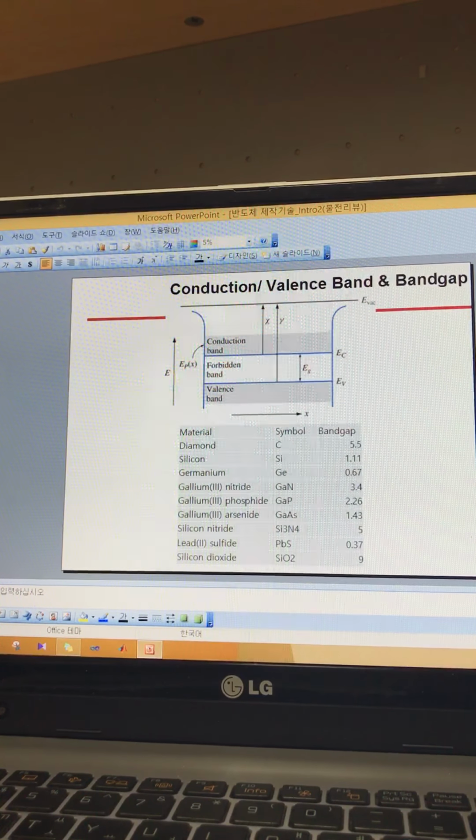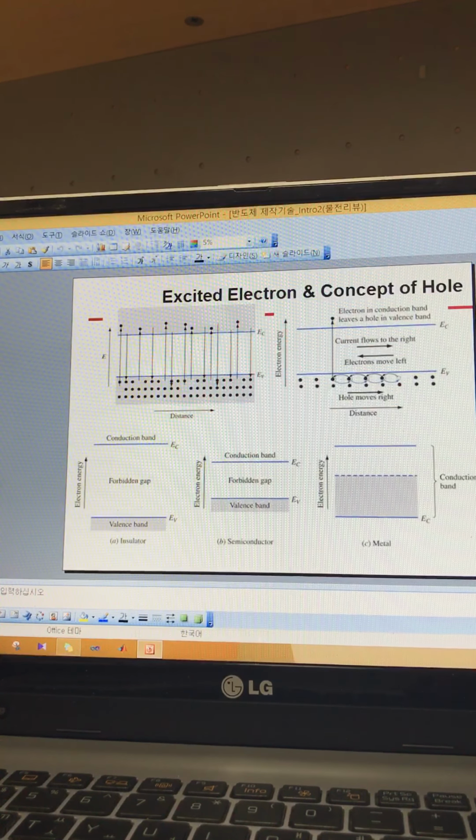The conduction band is the lowest part of the band without electrons, and the valence band is the top part of the band where the electrons are full. The part between them is the part that should not have electrons. In other words, it is called the band gap. Depending on how large the difference is, materials can be divided into insulator, semiconductor, and metal.